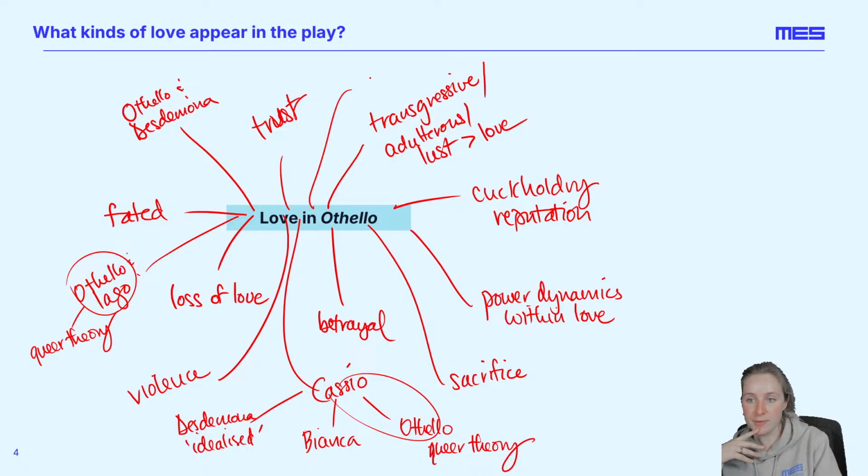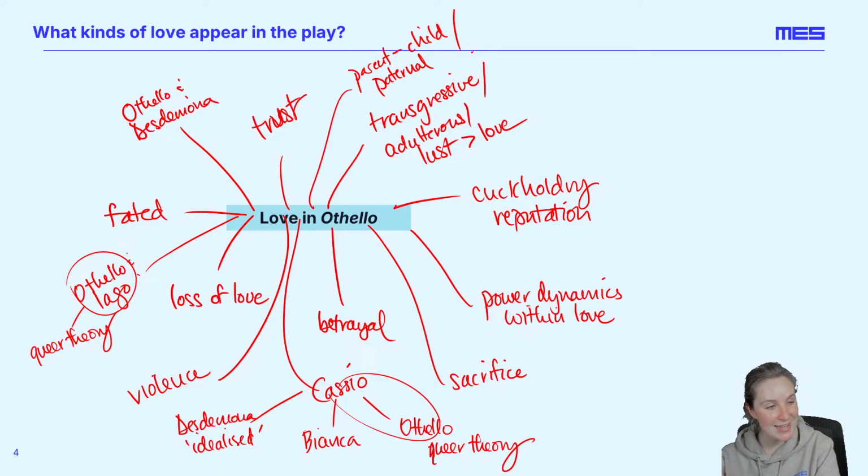We have parent-child or paternal love here, right? Going back to Brabantio, does he love Desdemona, or as we've seen in a previous lesson, does he view her transactionally as a way to gain more power and status for himself?